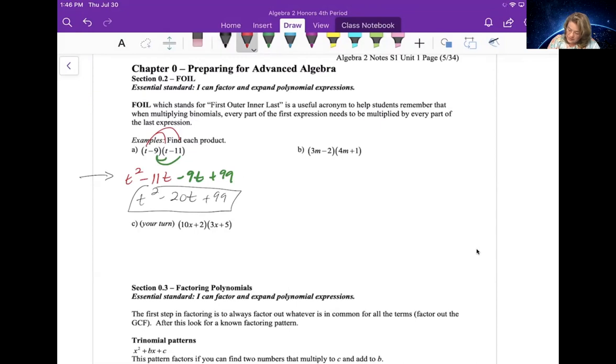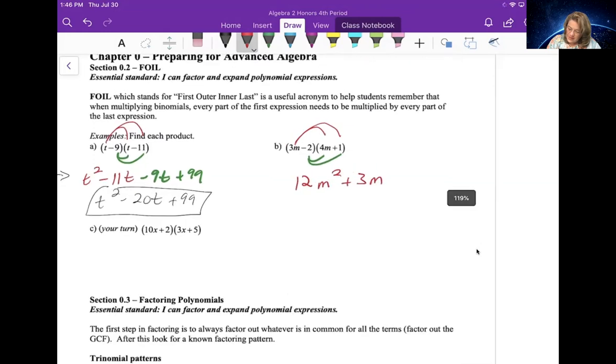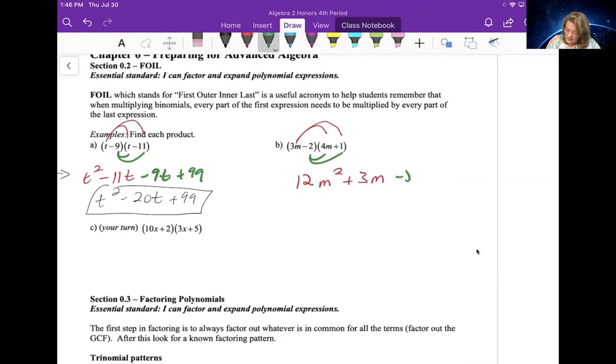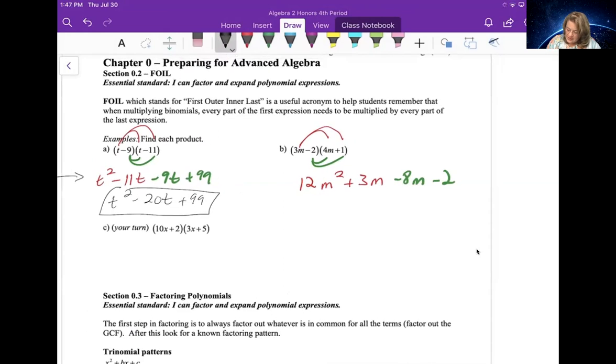Okay, let's do the next one. I'll take this 3m and multiply it through the second binomial, and then I'll take the negative 2 and multiply it times the second binomial. Make sure you keep your negatives together, don't lose track of them. Then I multiply out the first term, and I get 12m squared plus 3m. And then I will have negative 8m minus 2. I add like terms, and I will get 12m squared minus 5m minus 2.